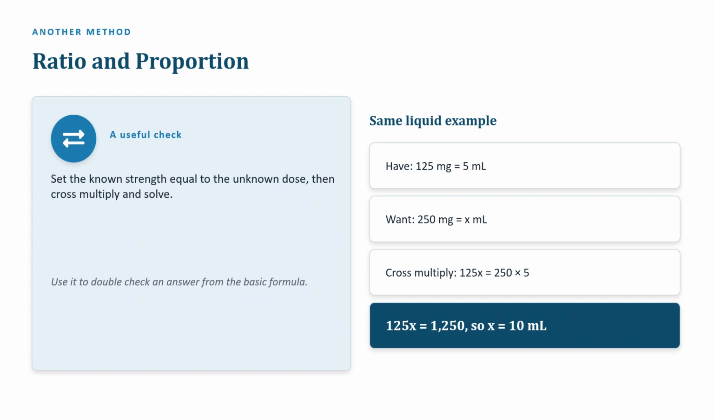You do not have to use both methods every time, but when a calculation feels high stakes or unfamiliar, running it a second way is an excellent way to catch a mistake before it reaches the patient.